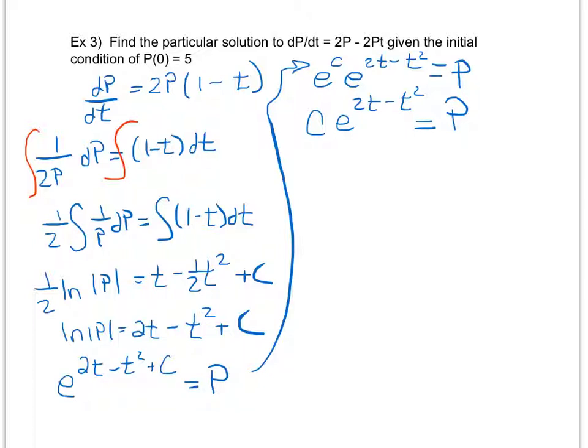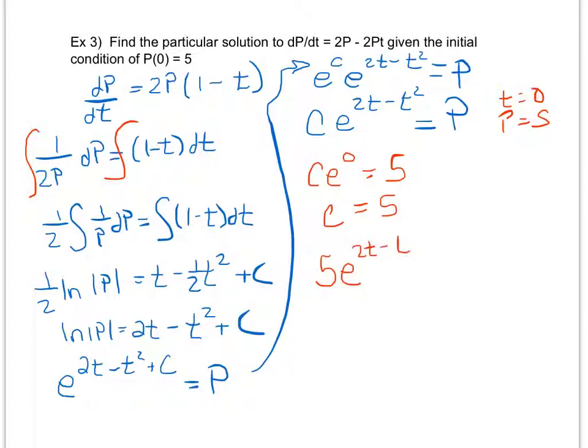If I want to find my particular solution, I'm going to say that when t is 0, p is 5, pulling that from up here in my conditions. Then that gives me c e to the 2 times 0 minus 0 squared, so e to the 0 equals 5. So c times 1, so c equals 5. So I get 5e to the 2t minus t squared equals p for my final answer.